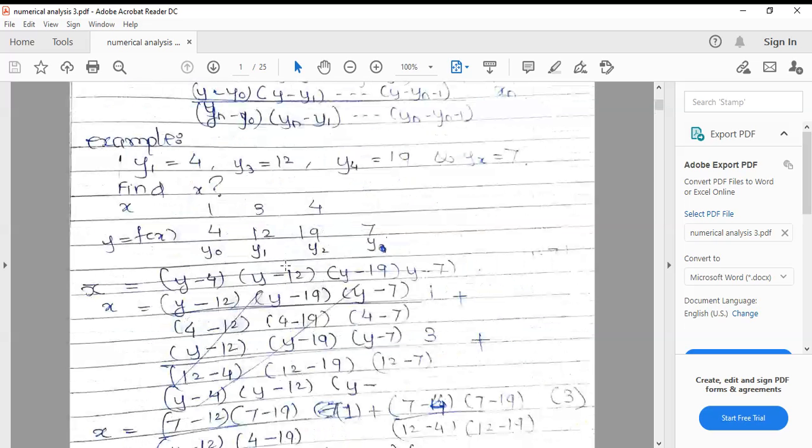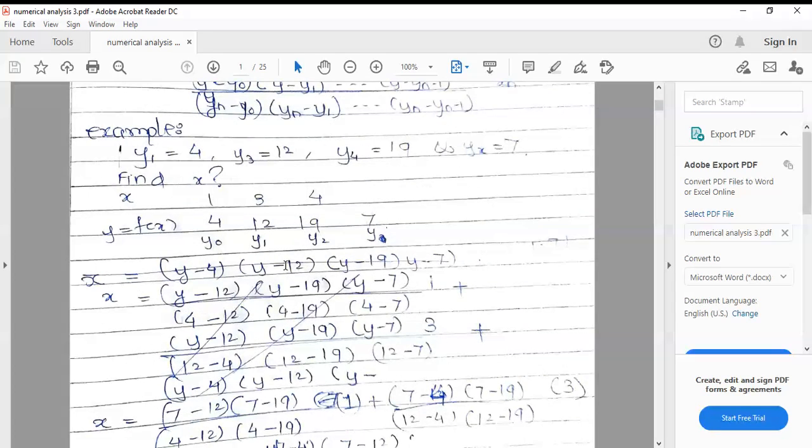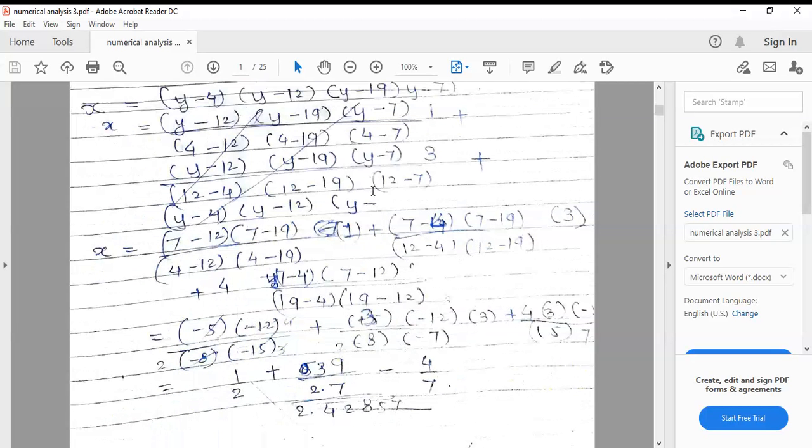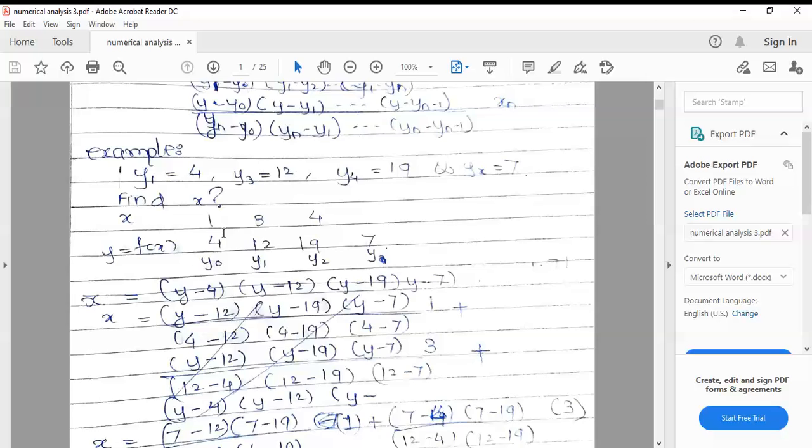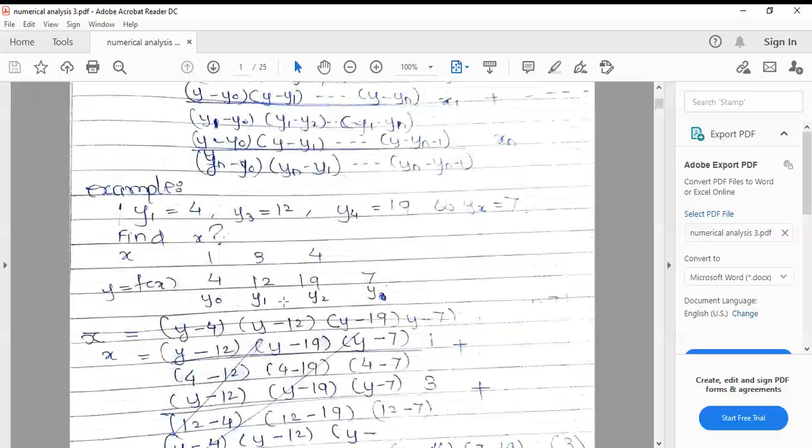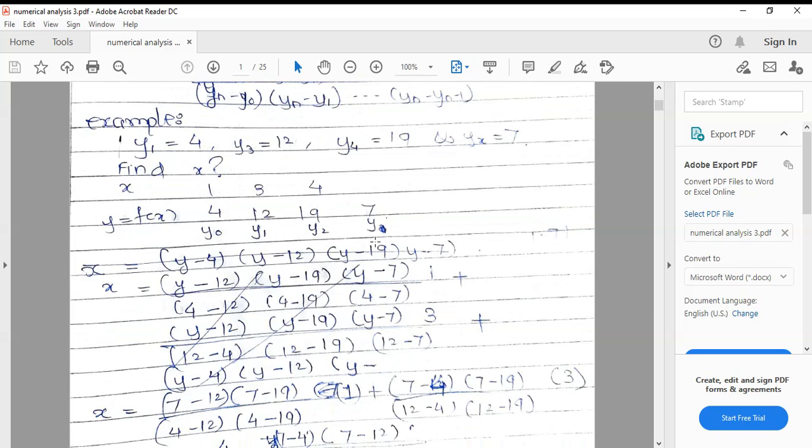If you want the direct answer, just put, wherever you have y, the value which is unknown to us, that is, put the value of y whose x is unknown. That means here you can put the value y equal to 7, and the corresponding values are y naught, y1 and y2. This is the unknown value of x. So we have to find the value of x corresponding to y equal to 7.